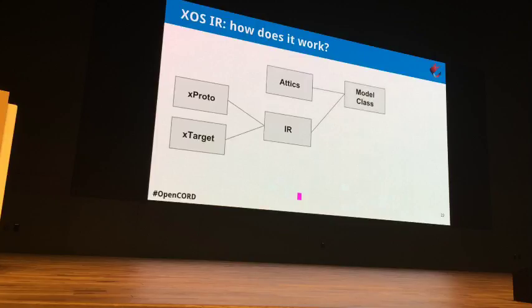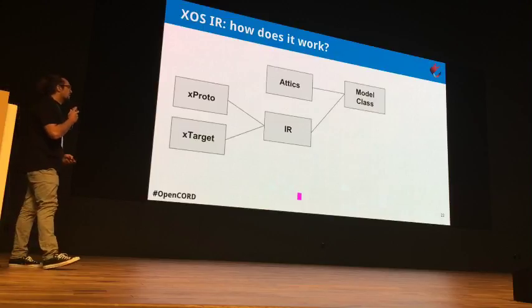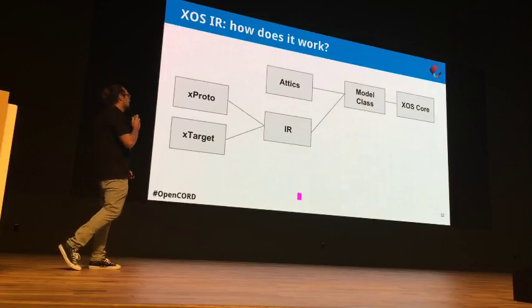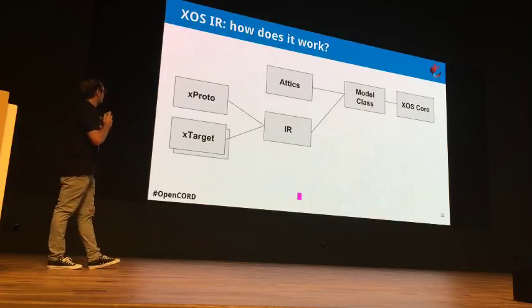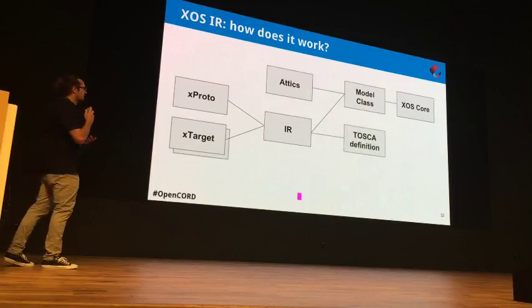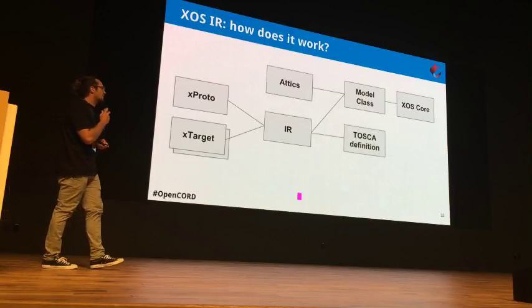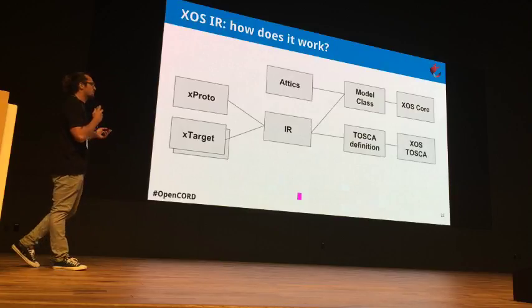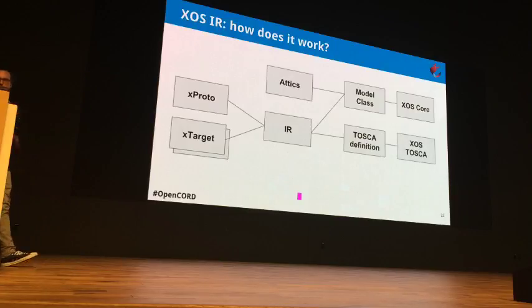With that, we can create for you a model class that will manage your data, and we can push it to the core of XOS to extend it. With a different X-target, same process, we can generate a TOSCA definition and push that to the northbound interface that lets you exchange data using TOSCA. We are going to see how this UI generation works in a few minutes.